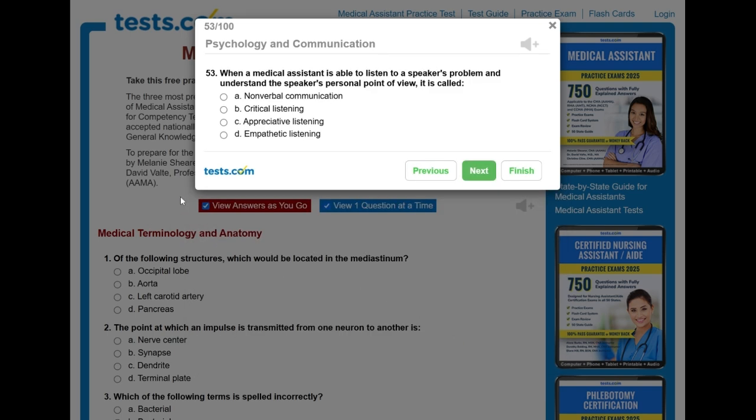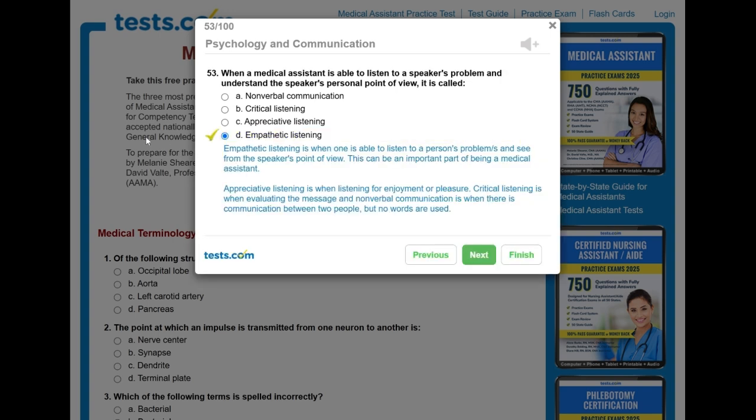Question 53. When a medical assistant is able to listen to a speaker's problem and understand the speaker's personal point of view, it is called A. Nonverbal communication, B. Critical listening, C. Appreciative listening, D. Empathetic listening. D. Empathetic listening.